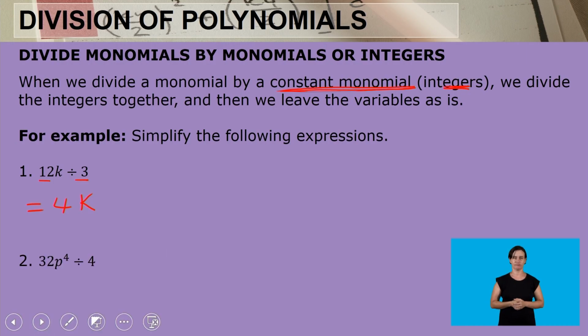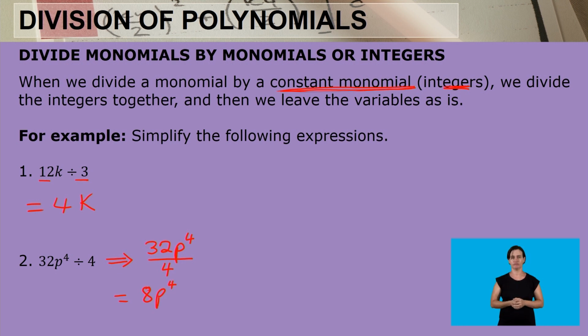What about the next one here? We have 32p exponent 4 divided by 4. Now remember, this expression can come presented as a fraction, because we know that when we are dividing, we are dealing with fractions. So this could be 32p exponent 4 divided by 4. Of course, these mean the same thing. So what is our answer going to be here? Well, we are going to divide those integers. So what is 32 divided by 4? That is going to be an 8. And of course, we're going to write that variable as it is.